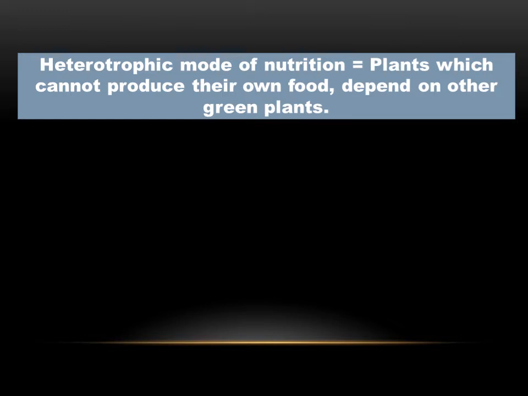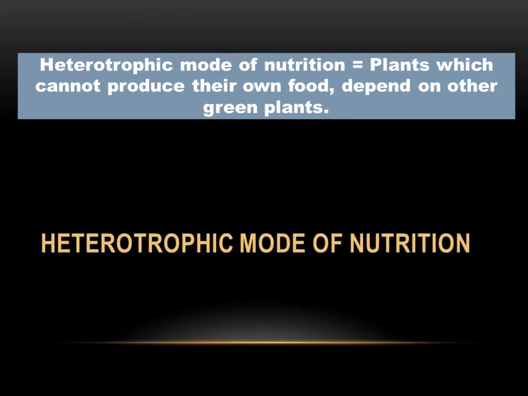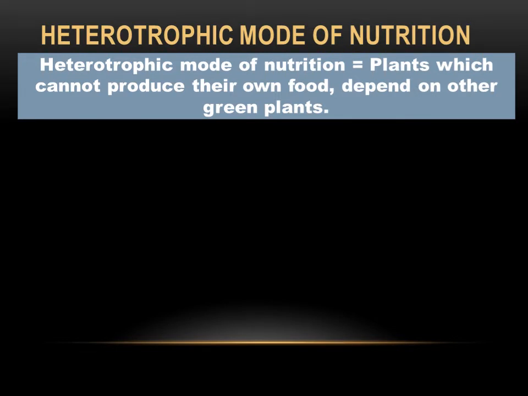We are going to see the second major content of this lesson, heterotrophic mode of nutrition. Usually there are plants which cannot produce their own food, and so these are dependent on other green plants or other organisms for their food. Generally, heterotrophic types of plants are classified into four types.